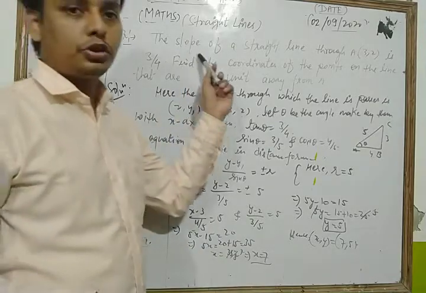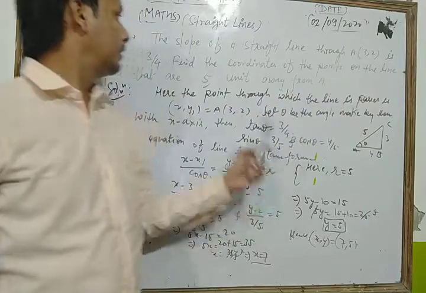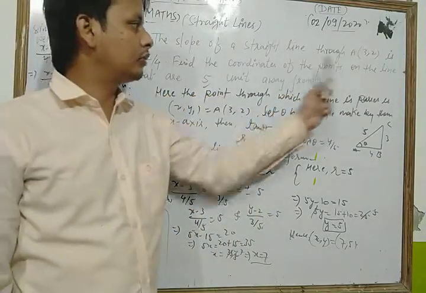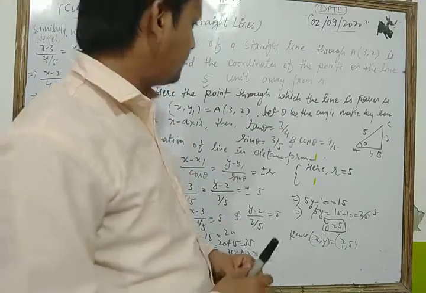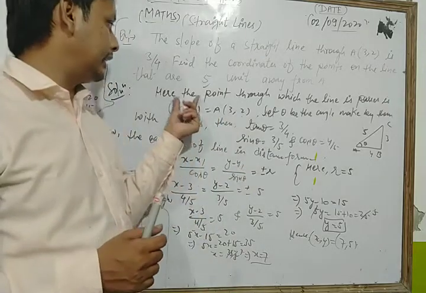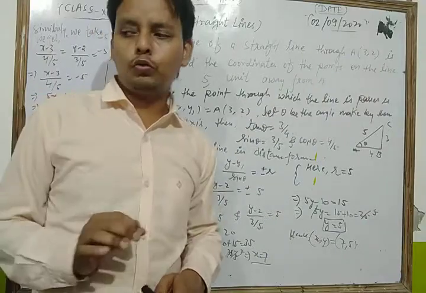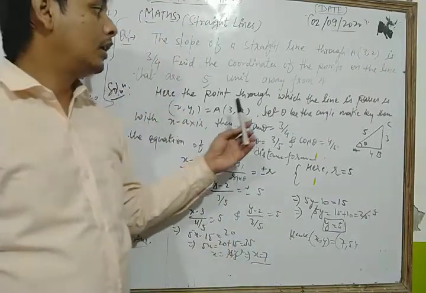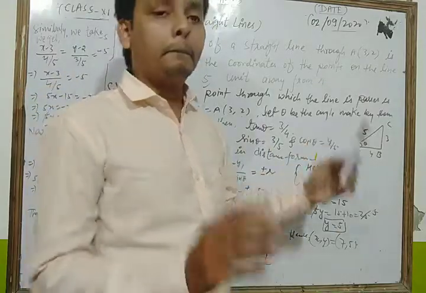Here, according to this question, the slope of a straight line through A(3, 2) is 3 by 4. Find the coordinates of the points on the line that are 5 units away from A. First of all, let us take the point through which the line passes, which is (3, 2). So this is the value of x1, y1. It is clear now.